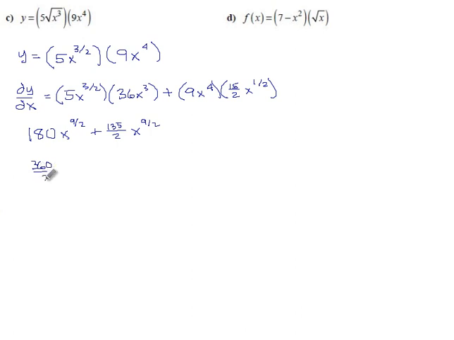360 over 2, x to the 9 over 2. I'm just getting a common denominator for the moment. The addition will happen next. 360 plus 135 is 495 over 2, x to the 9 over 2, the end.